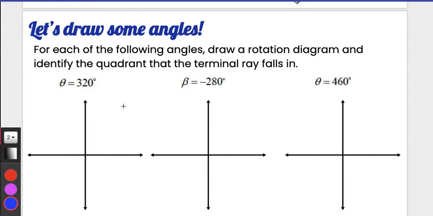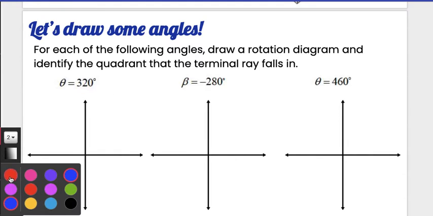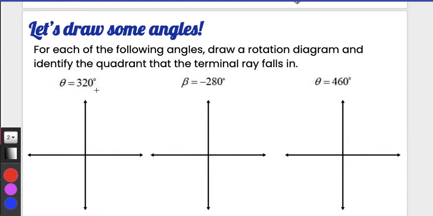So we are going to draw these angles. We are also going to answer this question: identify the quadrant that the terminal ray falls in. So the first one we are going to start with is 320 degrees. Remember what I mentioned before, we always start with the initial ray here. This is our initial ray. Consider this is 0, and then we're going to rotate the other ray, which is the terminal ray, until we reach the position 320.